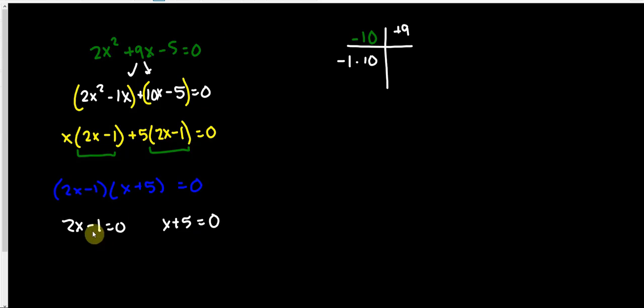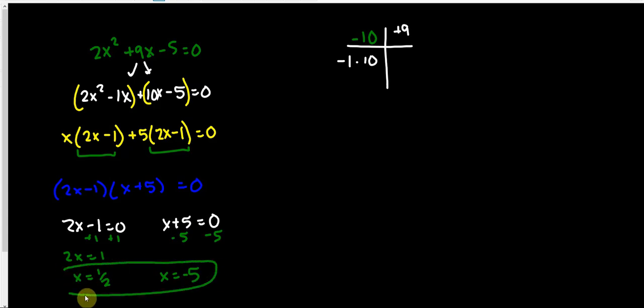And so I'll just need to solve this. This will be two steps. I need to add the 1 over. So 2x equals 1. And then divide both sides by 2. So x is a half. And over here it's simple one step. Subtract 5. So x equals negative 5. So I have two solutions, either a half or negative 5.